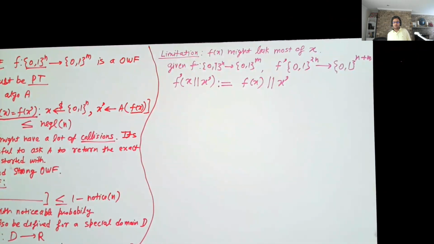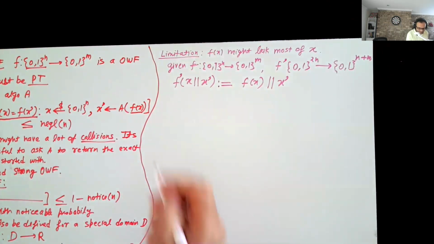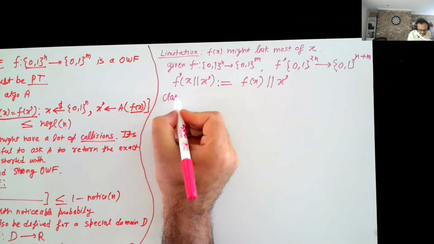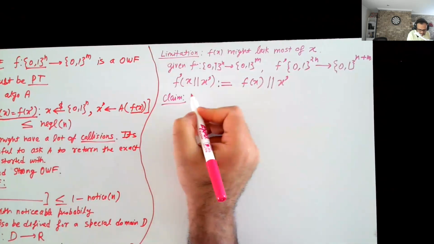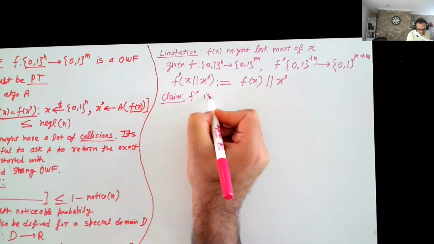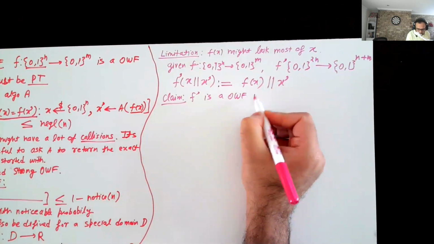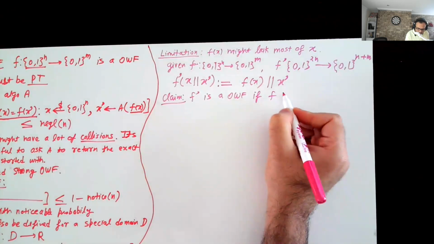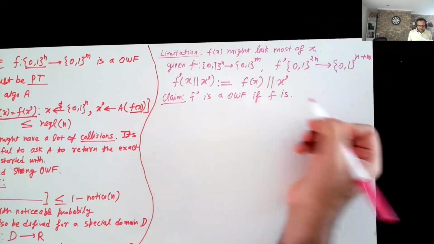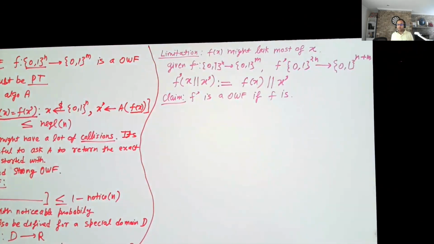Right? So this one-way function clearly leaks the second half of its input. Or I should say this function leaks the second half of its input. And now my claim is that f prime is a one-way function if f is. And yet f prime leaks half of its input. So why is this claim true?